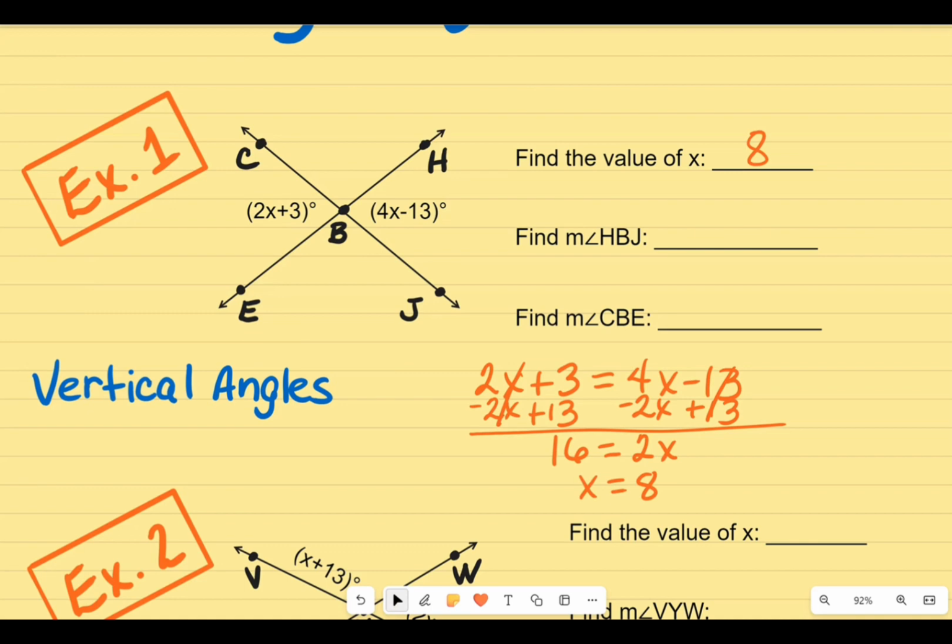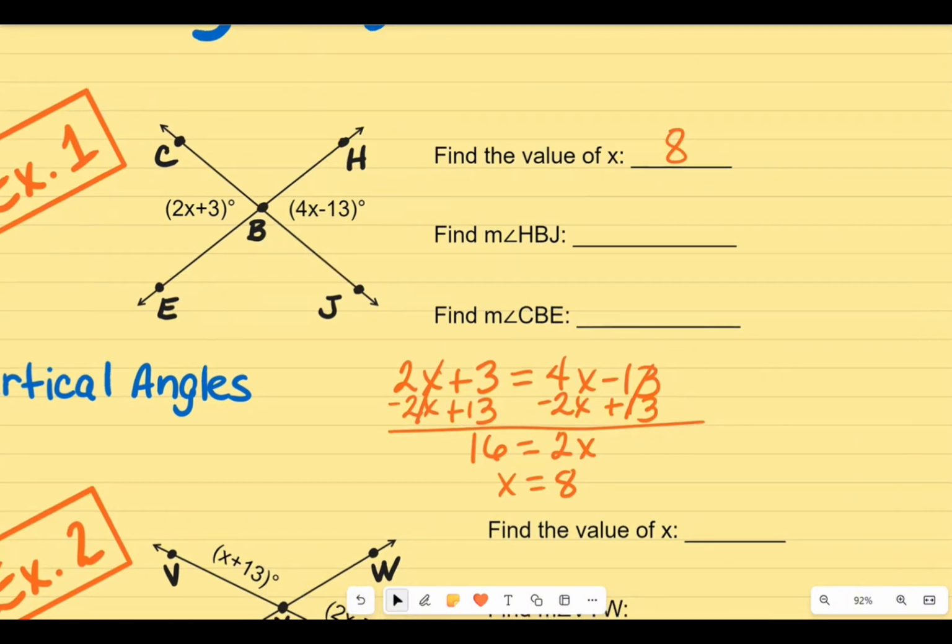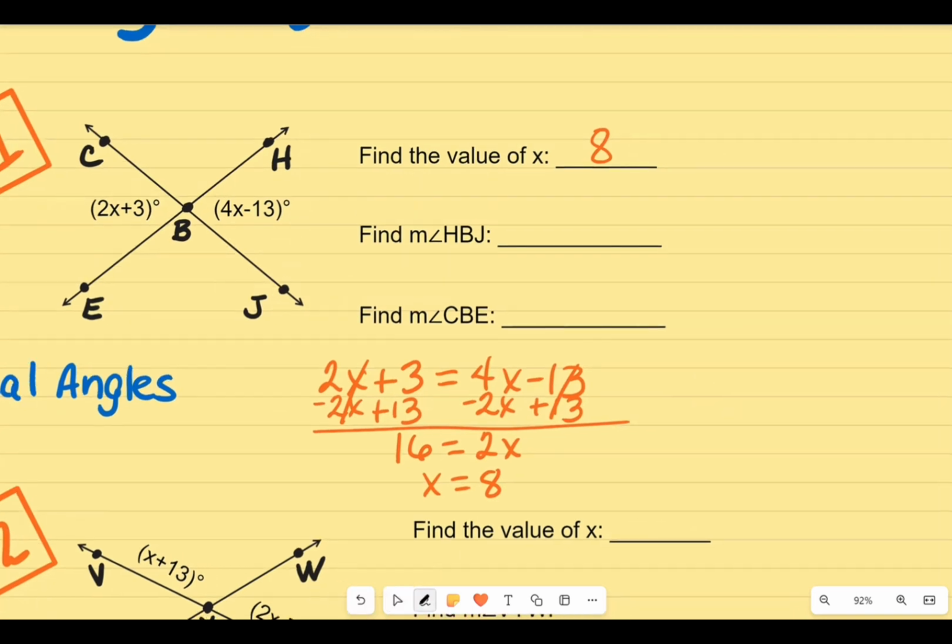And then it asks me to find the measure of angle HBJ. So in looking at that, they've given me the expression. All I need to do is substitute in for the x. So it's 4 times 8. This is where I'm getting that 8 from, minus 13. I'm looking at this. This is the angle that was given to me as an expression. And now when I simplify that, 4 times 8 is 32. And then 32 minus 13 is 19.